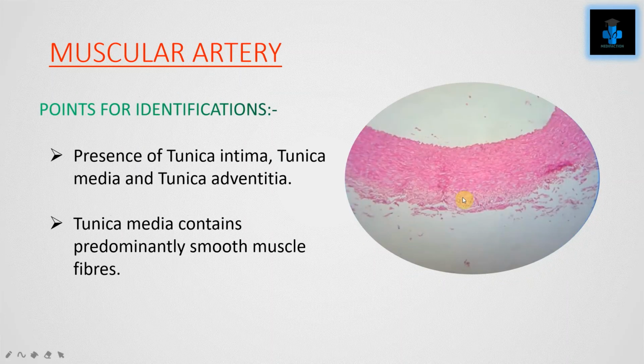Muscular artery. In muscular artery also, we will be able to appreciate presence of tunica intima, tunica media, and tunica adventitia. And tunica media contains predominantly smooth muscle fibers.